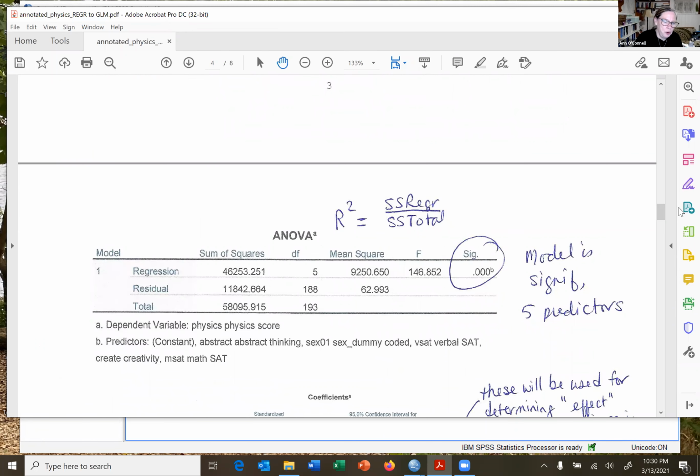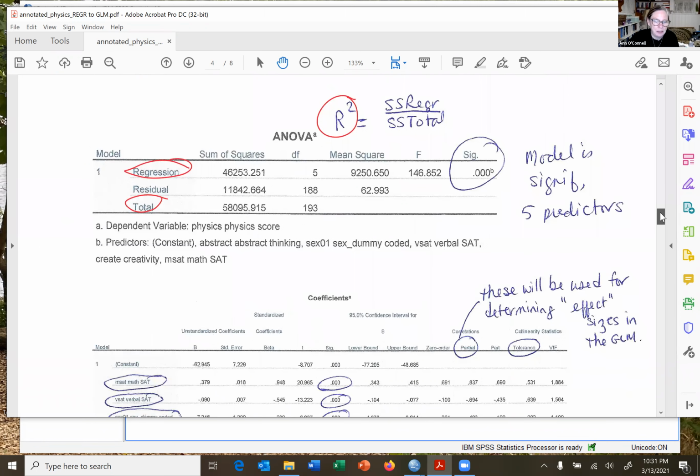And as you know, the R-squared we can also find from the ANOVA table, which is just the sums of squares for the regression divided by sums of squares total. And this ANOVA table tells us that the model is statistically significant for the 5 predictors. So at least one of the predictors has a slope that's different from 0.